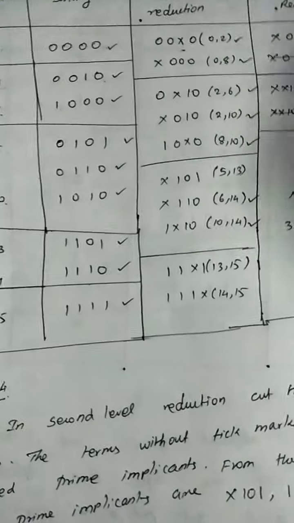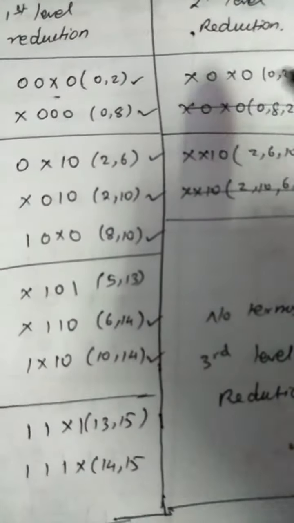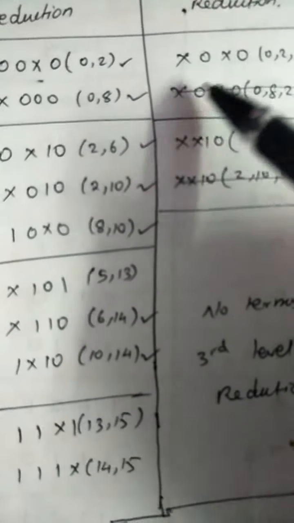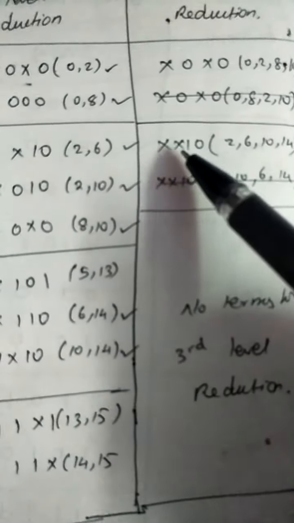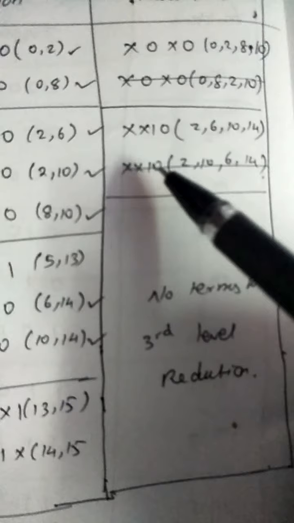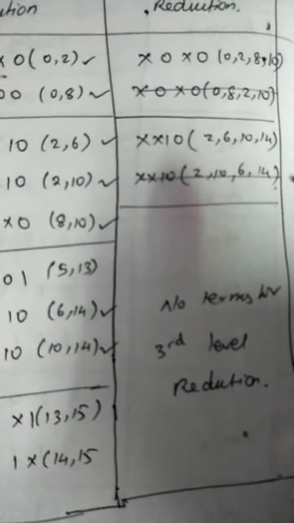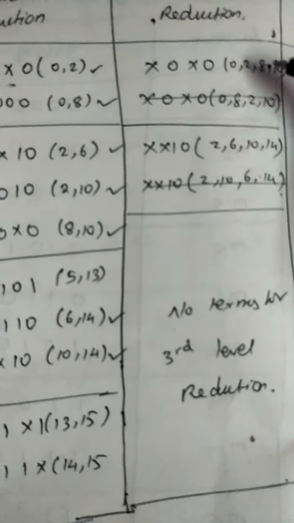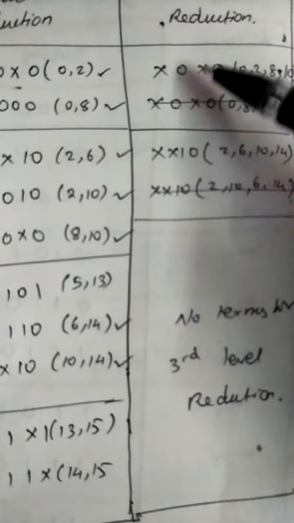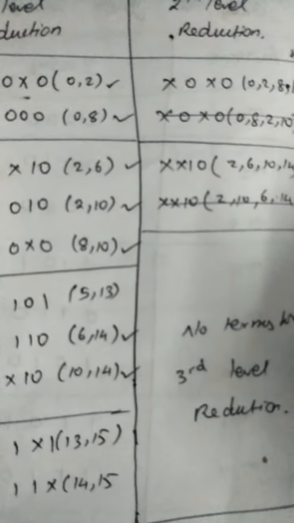In this fourth step, we have to neglect the repeating terms. Here we get x0x0 and again x0x0. Both are the same, so we take only one term. Then again xx10, and in the next comparison we also get xx10, so we cut one more. Now we compare these two groups. The bits change in more than one position, so there is no term in the third level reduction. We complete the reduction table with this.